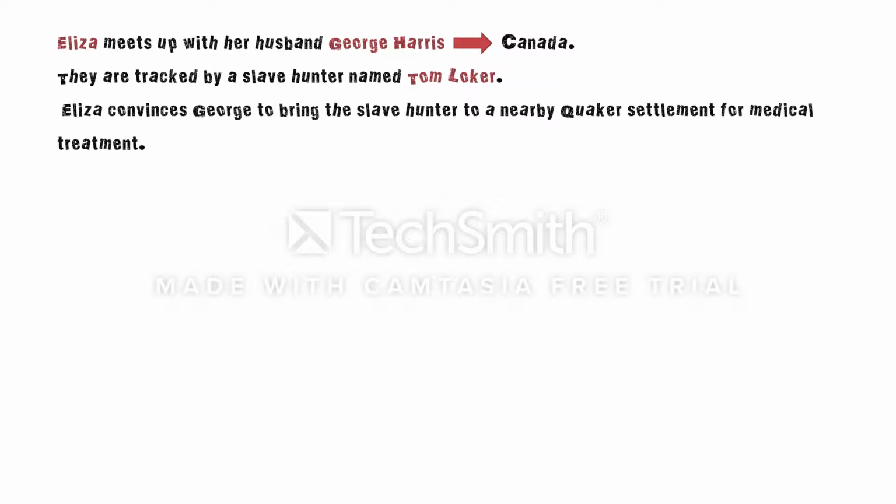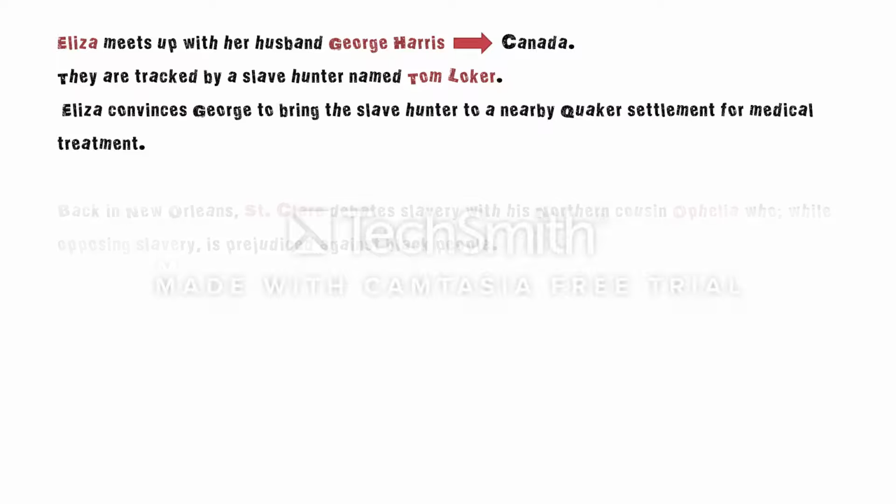So let's go back to Eliza. After Eliza escaped from her master's house, she quickly meets up with her husband, George Harris, also a slave, and they decide to run to Canada to get freedom. But during their journey, they find that they are being chased by a slave hunter named Tom Loker. To protect themselves, George Harris chooses to fight with Tom Loker, and Tom Loker gets hurt. But in the end, Eliza convinces George to bring the slave hunter to a nearby Quaker settlement for medical treatment.